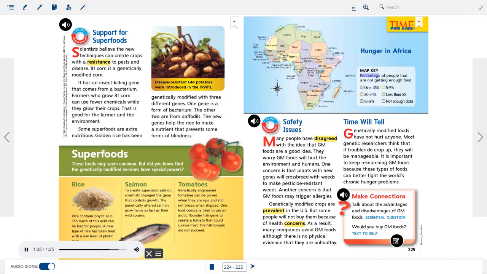Map key. Percentage of people that are not getting enough food. Lavender, over 35%. Peach, 20 to 34%. Gray, 10 to 19%. Yellow, 5 to 9%. Light green, less than 5%. Pink, not enough data.